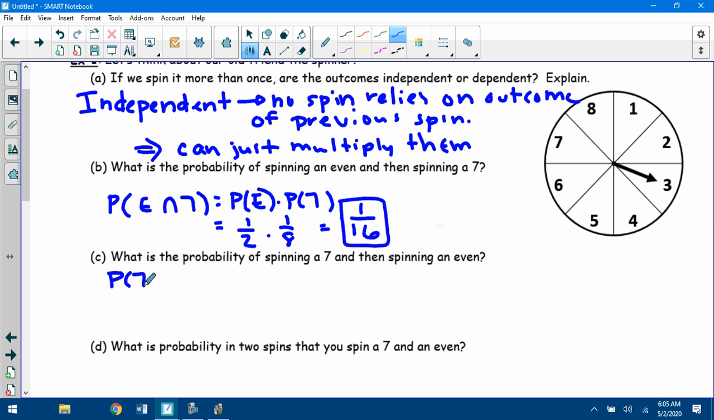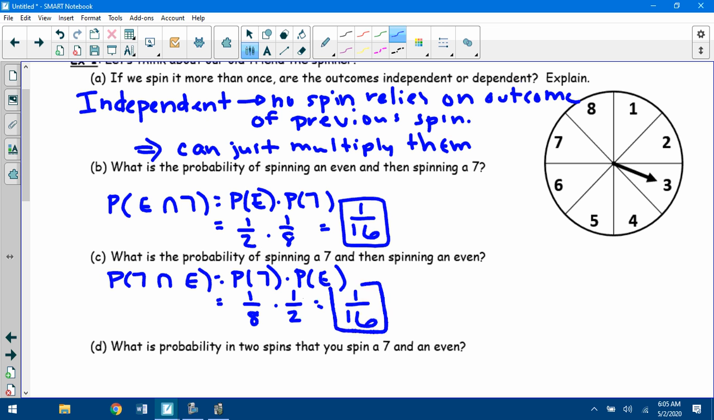Probability of 7 and even would be the probability of 7 times probability of even. Well, it should be no surprise that 1/8 times 1/2 is still 1/16, since multiplication is commutative, so is this.